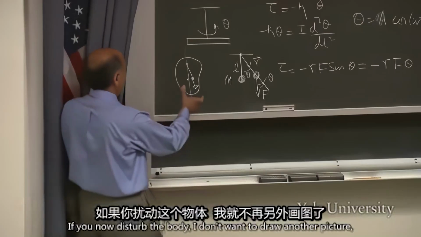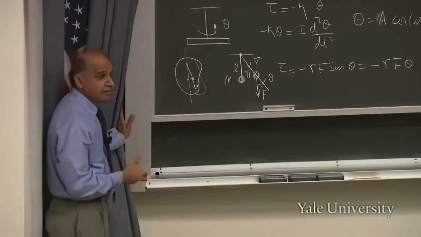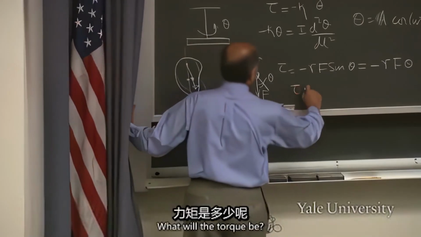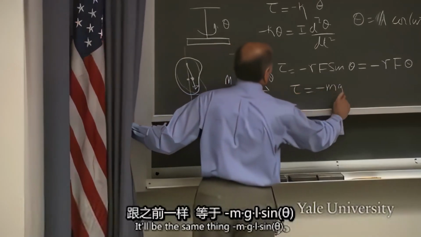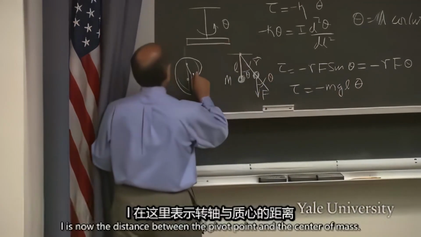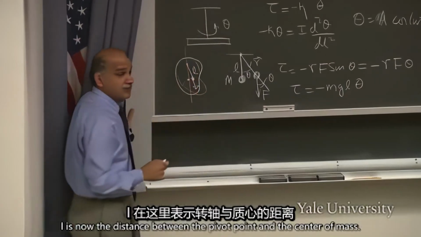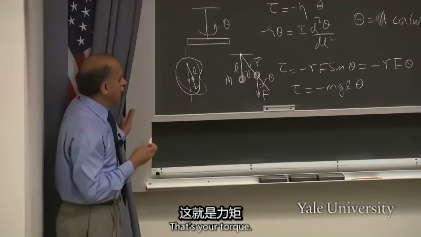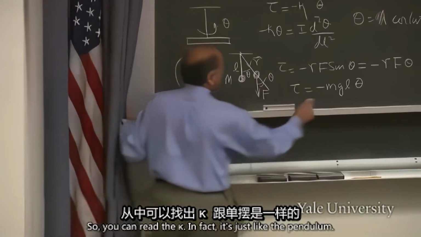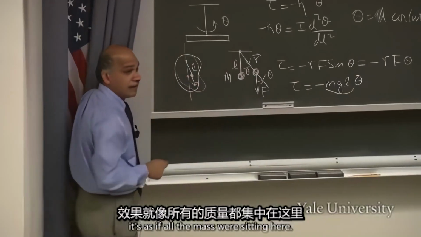If you now disturb the body, I don't want to draw another picture, but I'll probably fail. This is a rotated body off from its ideal position. Then there will be a torque. What will the torque be? It will be the same thing, minus mgL sine theta, which I'm going to replace by theta. L is now the distance between the pivot point and the center of mass. That's your tau. So you can read the kappa. In fact, it's just like the pendulum. In other words, as far as the torque is concerned, it's as if all the mass were sitting here.